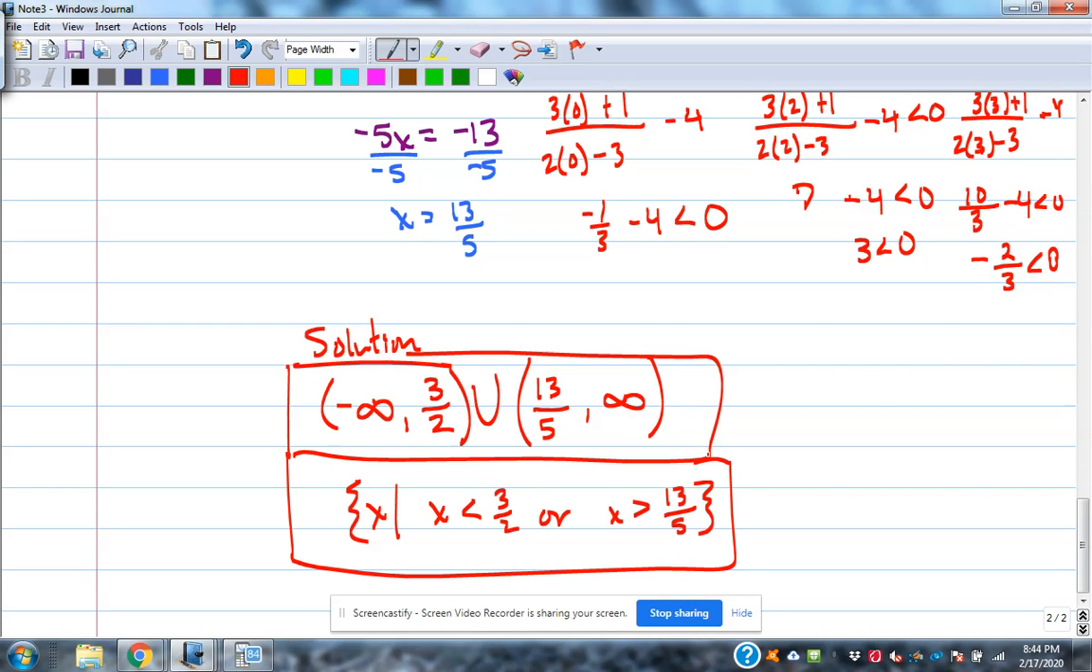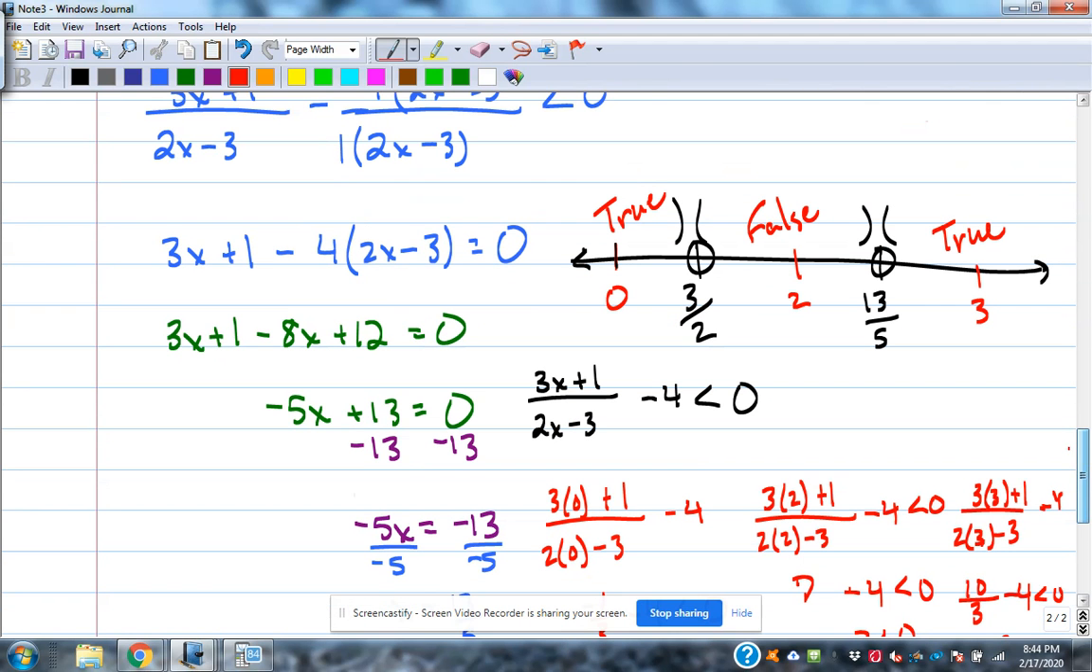Yes, ma'am. Did I miss subtract here? 10 thirds minus 4. 3 over 2 is the number from the number line up here. Those numbers are the numbers that show up in the solution. These here are the ones that are in the solutions. This was just the test that we did. That's one of the things with this is just there's a lot of steps going on there.